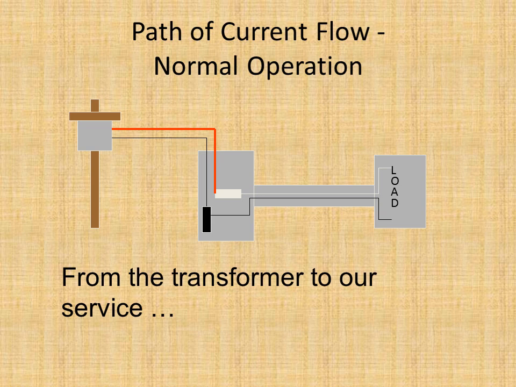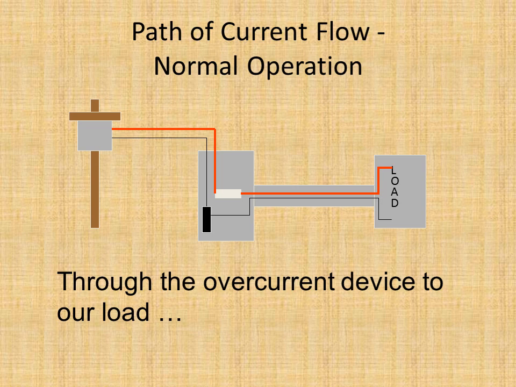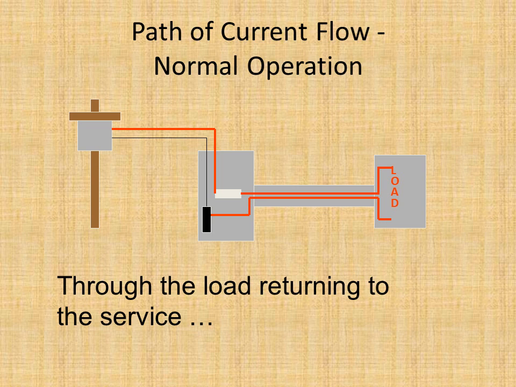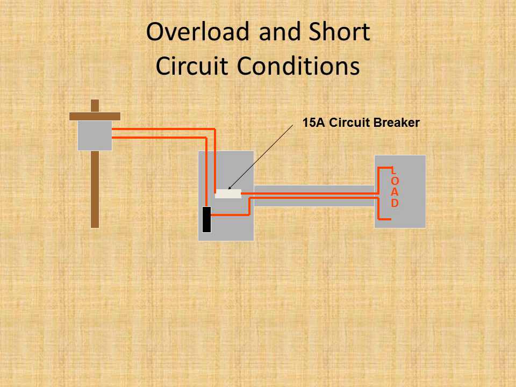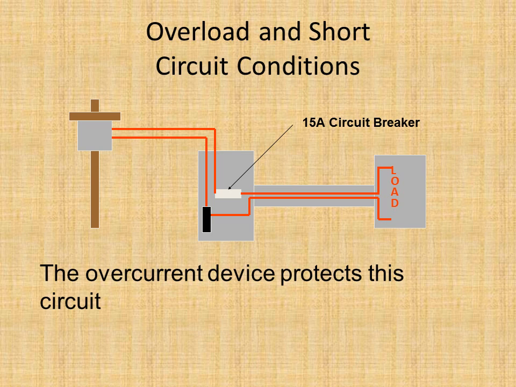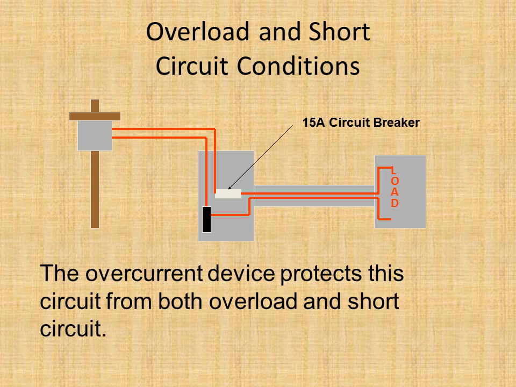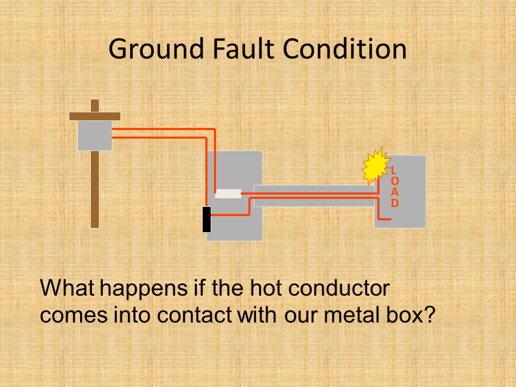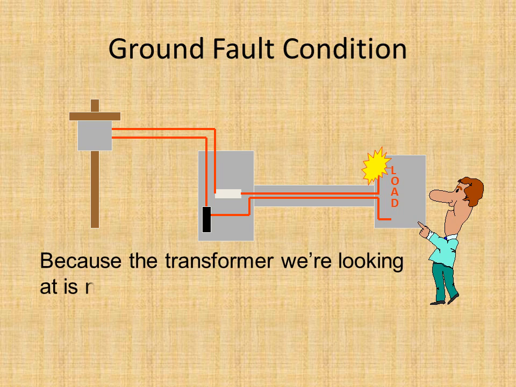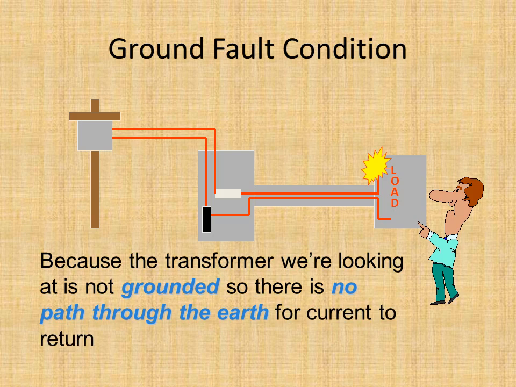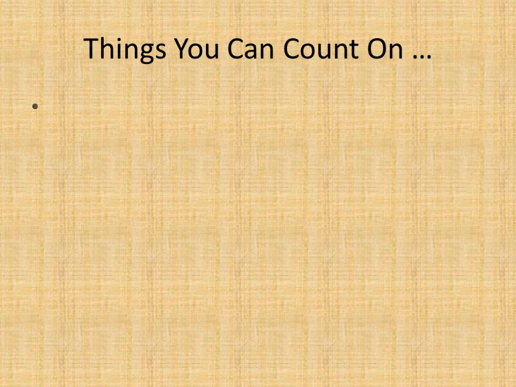The current flows from transformer to service, through the overcurrent device to our load, through the load returning to the service, and back to the transformer. The overcurrent device protects the circuit from both overloading and short circuit. What happens if the load conductor comes in contact with the metal box? Because the transformer we are looking at is not grounded, there is no path through the earth for the current to return to the transformer.